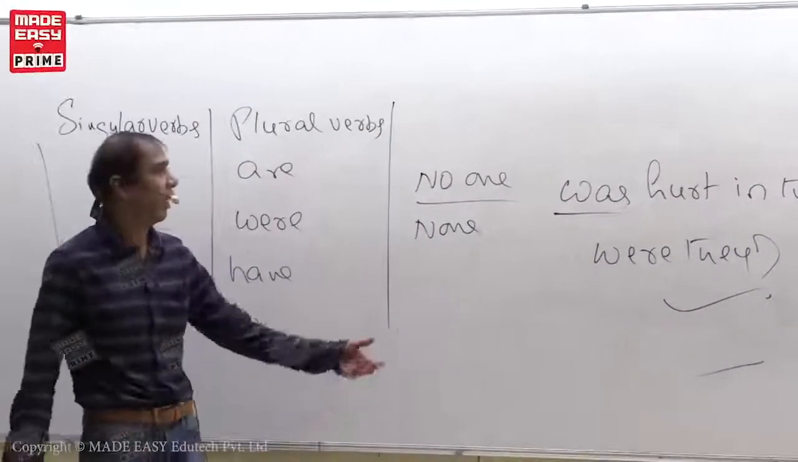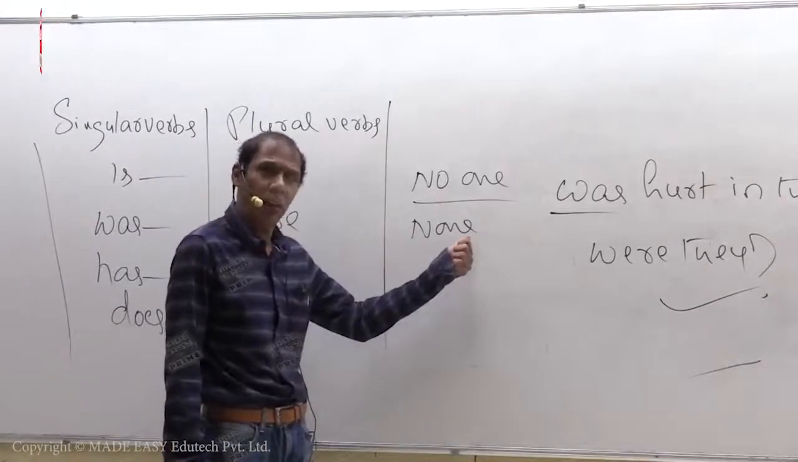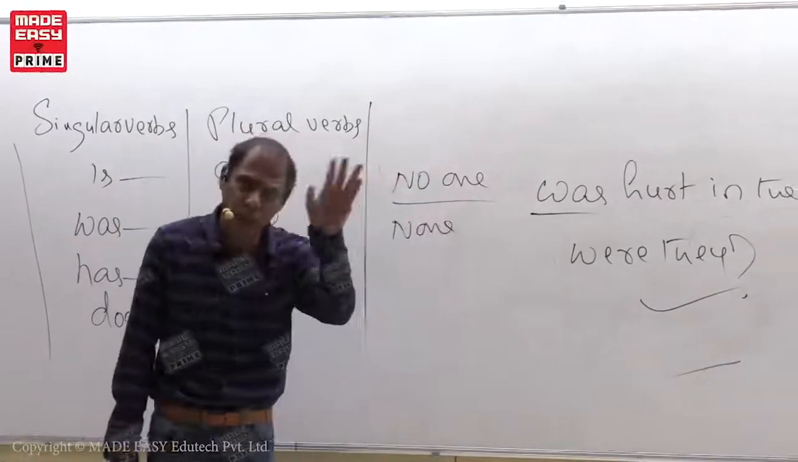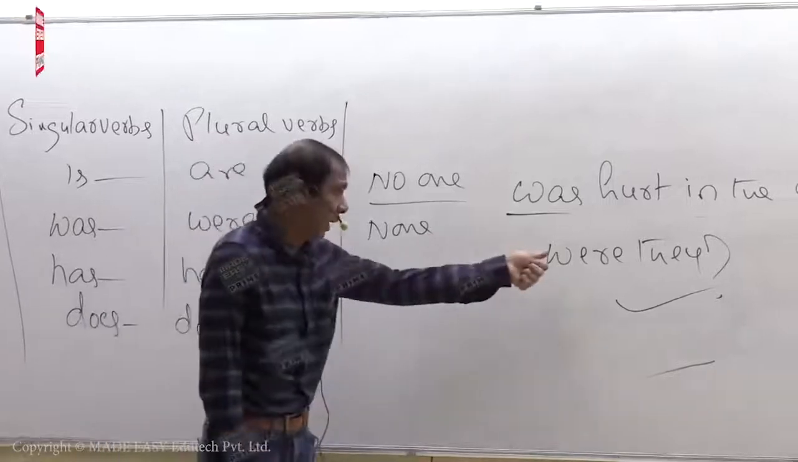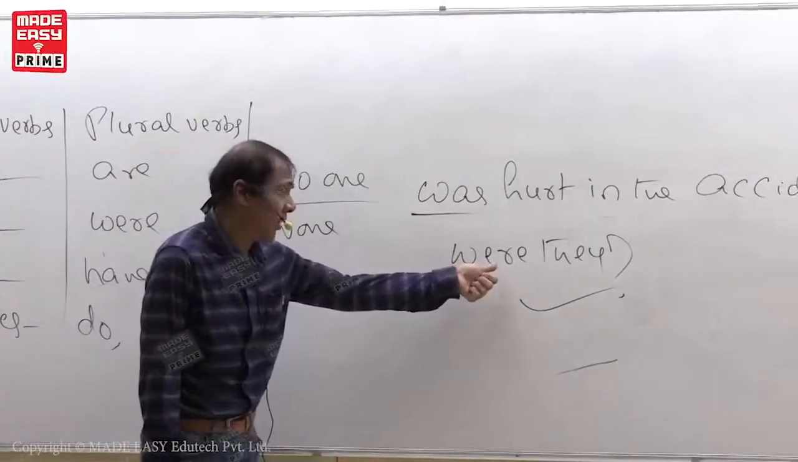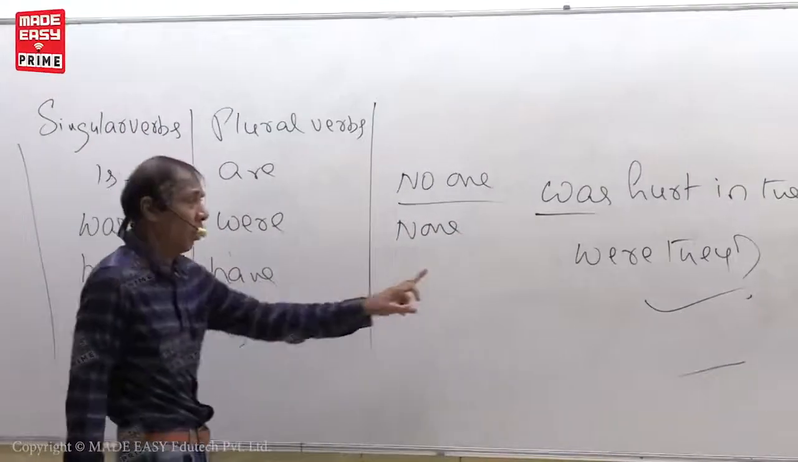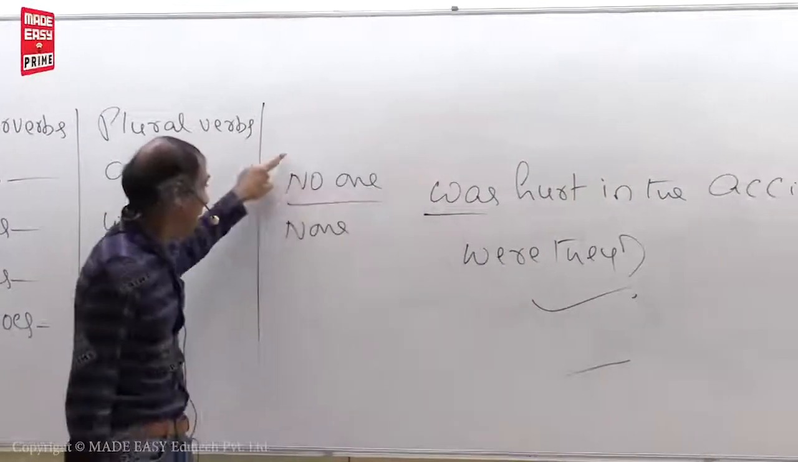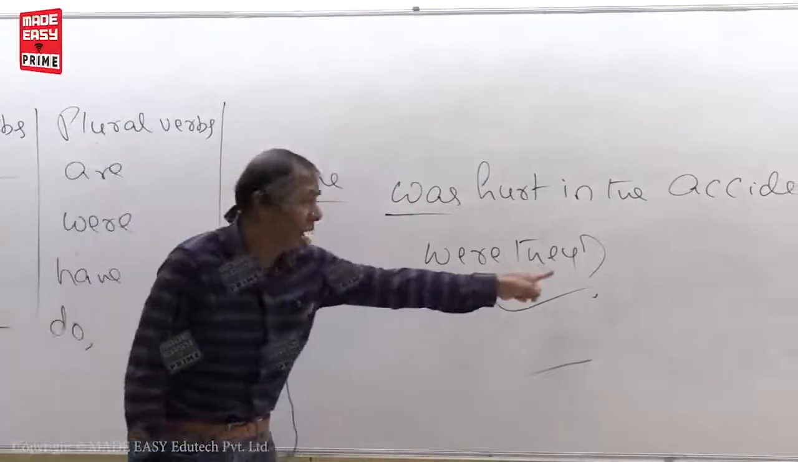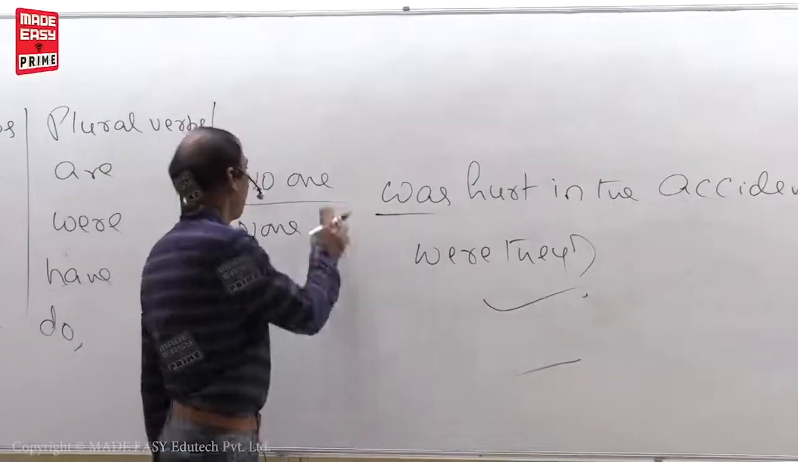Okay? Very easy. No one, none. These two are negative. So the question tag must be positive. But in the case of, see, at the time of question tags, these words take plural verb. What is the plural form of was? Were. In the place of all these 6 words, you write they. Were they. That's all. See?